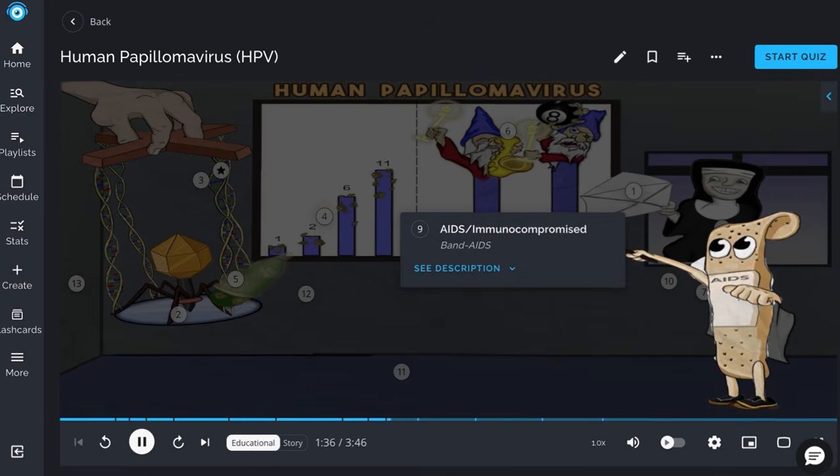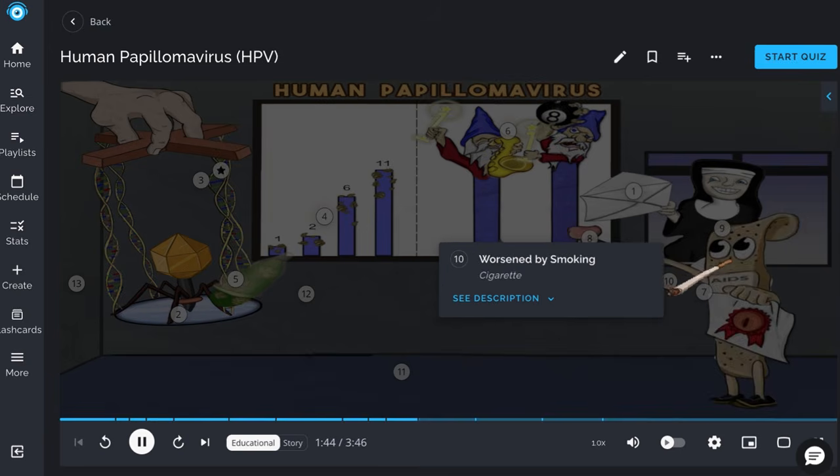Patients that are immunosuppressed, or those with AIDS, shown by the Band-Aids, have a higher incidence of contracting high-risk strains like 16 and 18. Test writers often highlight the fact that the presence of high-risk HPV infections in women is worsened by smoking, viewed here as the cigarette, and are more likely to develop high-grade cervical cancer.